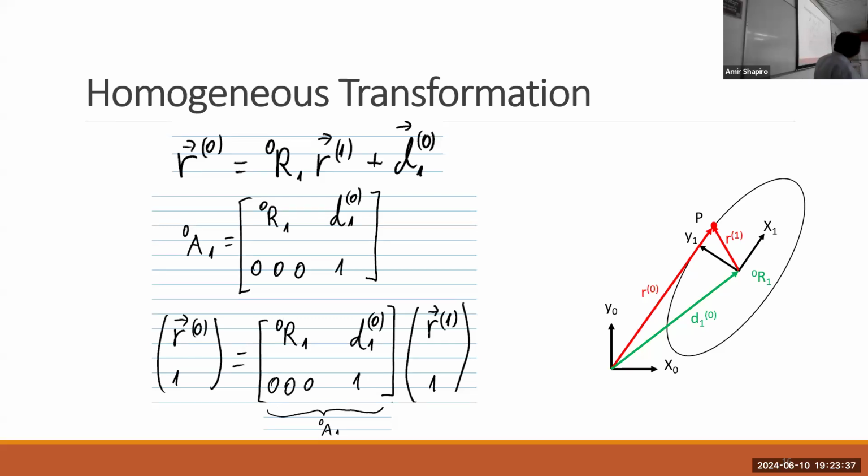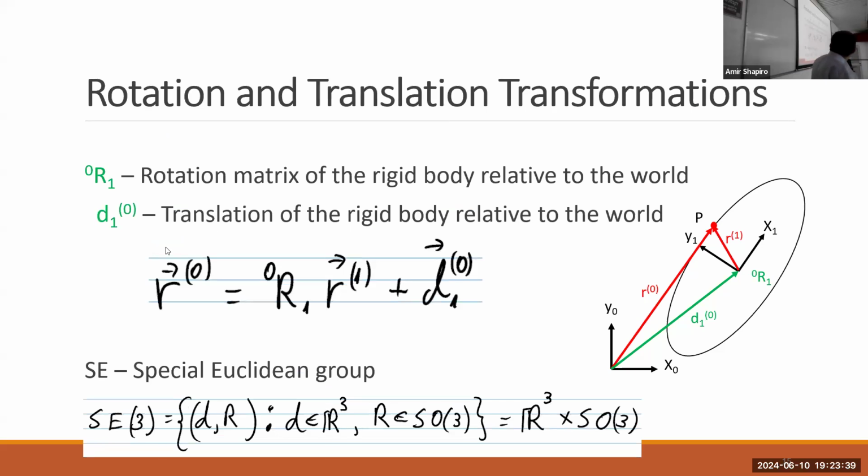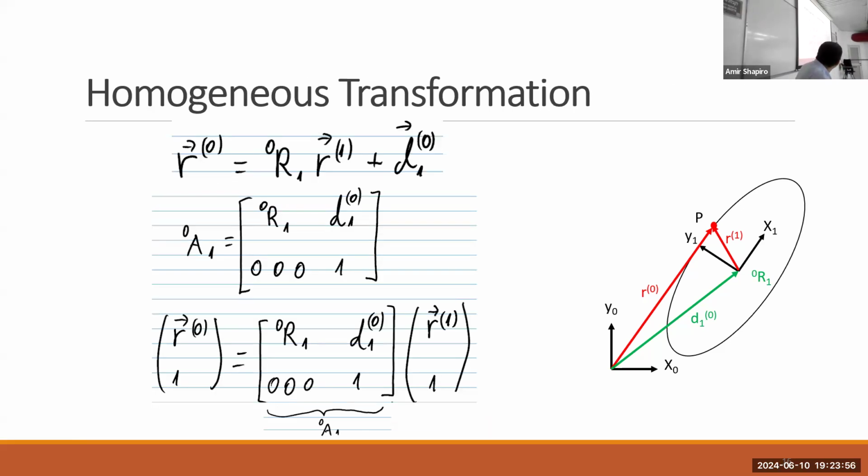And in order to write this rigid body transformation in a matrix form, we can convert it into a matrix multiplication. This is the rigid body transformation as we saw.